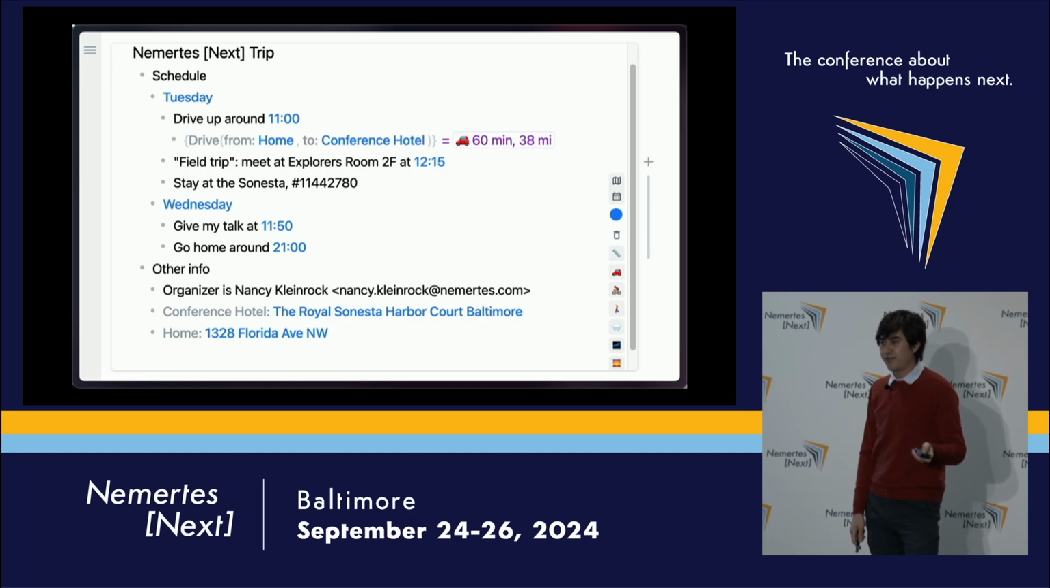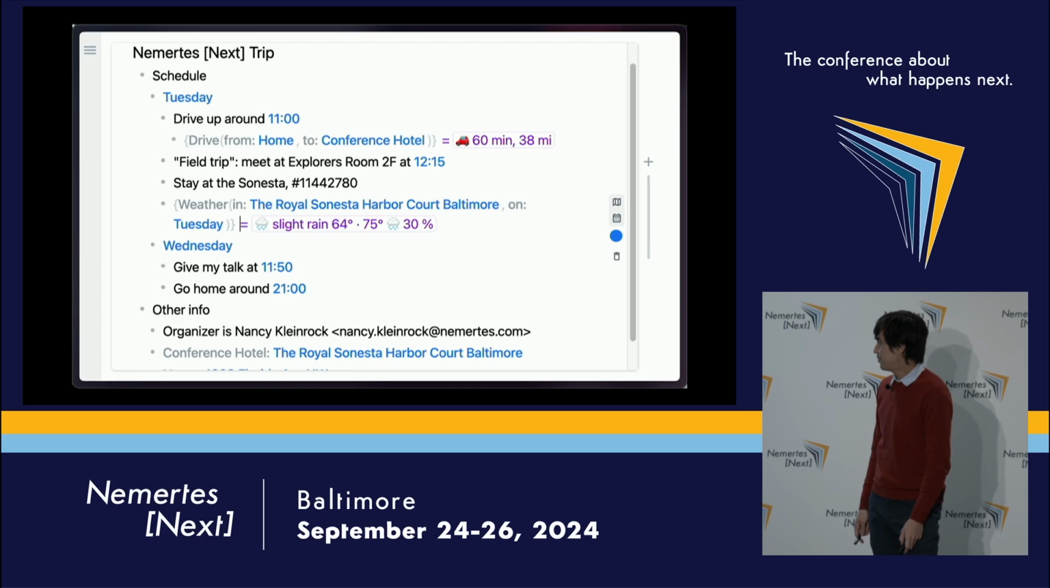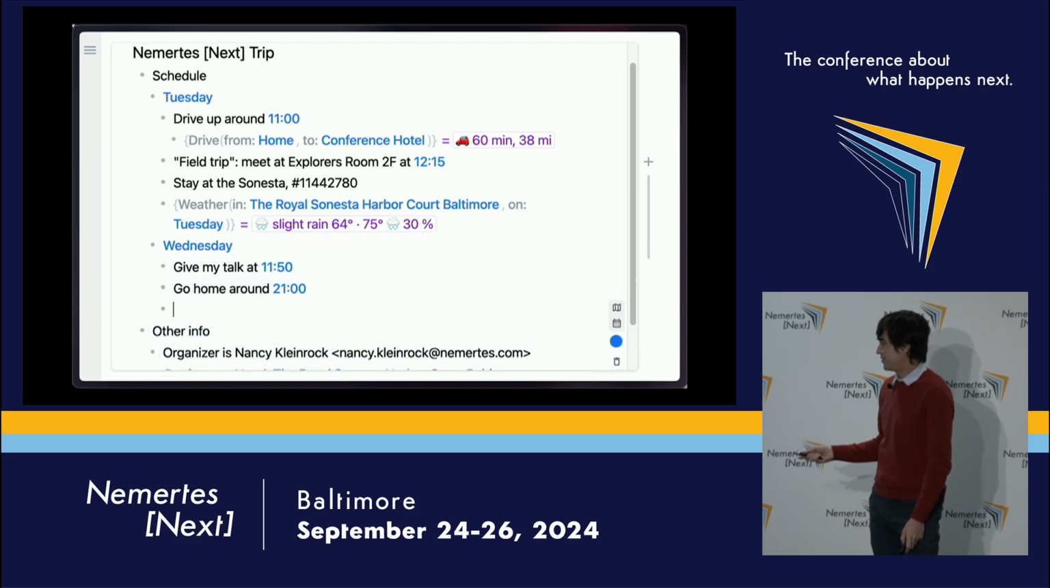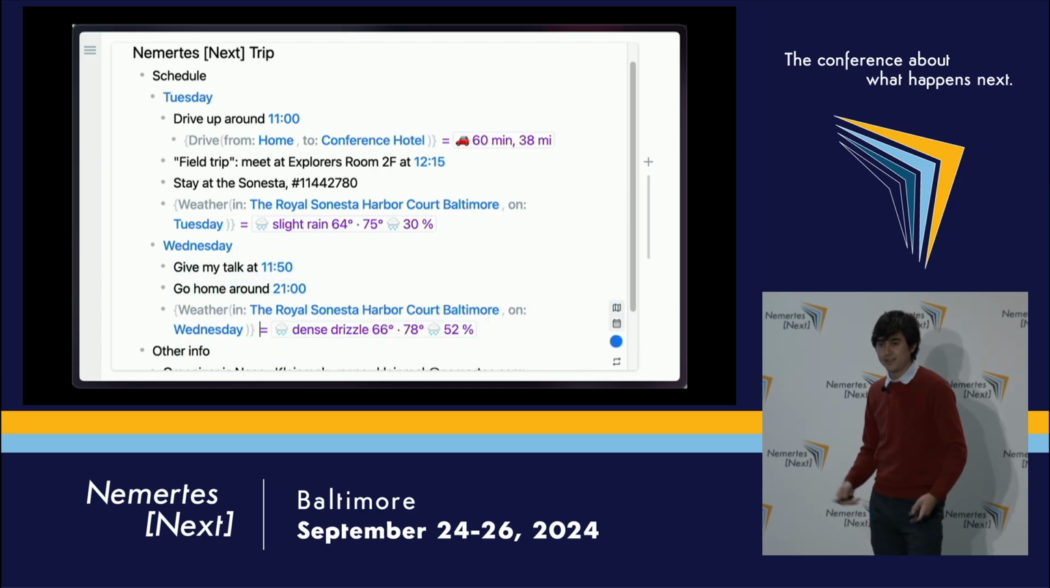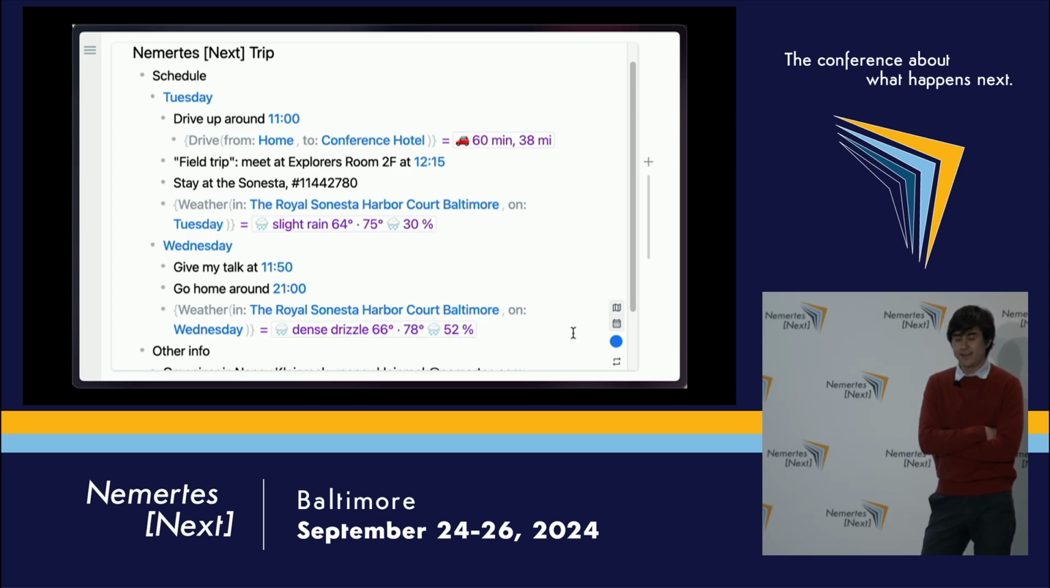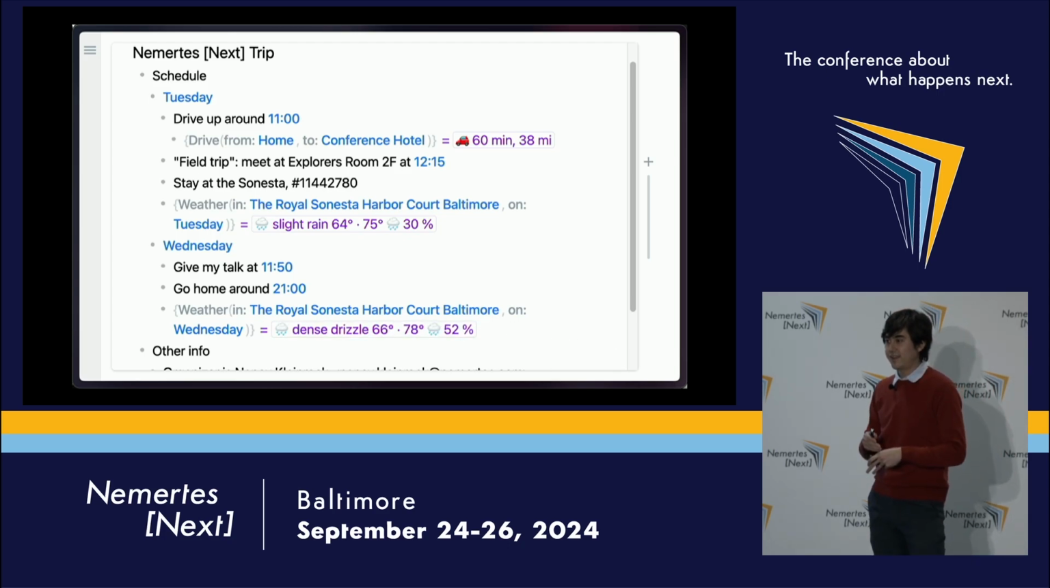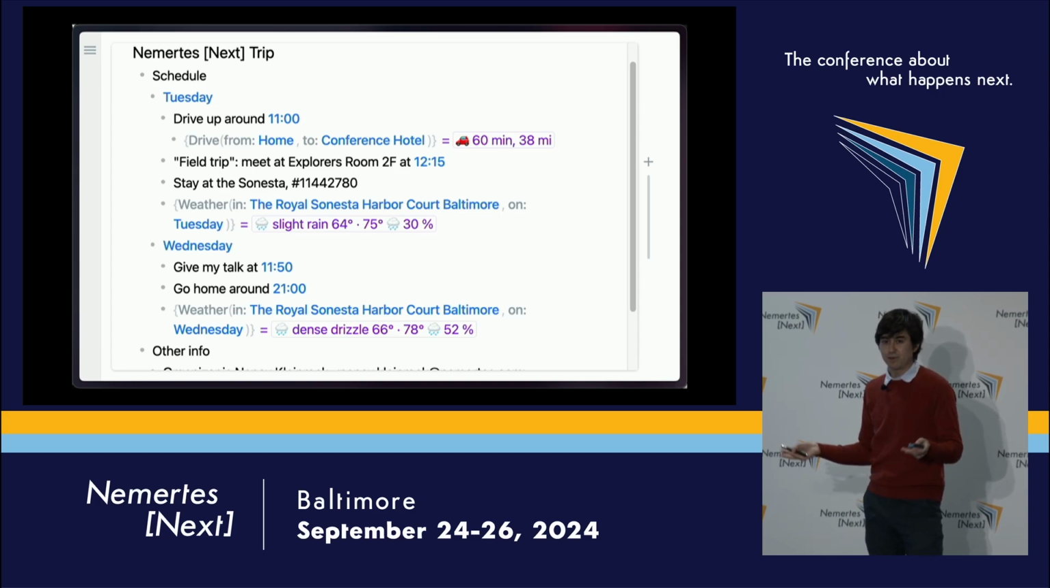Let's do the same thing for the weather forecast. So I'm just going to type weather. Boom. Weather at this hotel on Tuesday. Let's do the same thing. Weather at this hotel on Wednesday. And it's right there. And again, I didn't need to copy paste anything manually because the context for what it needed to look up was already in this document, right? That's pretty neat.